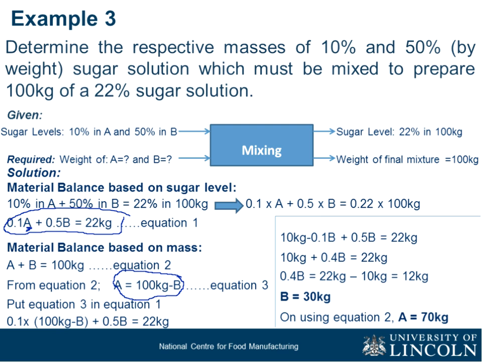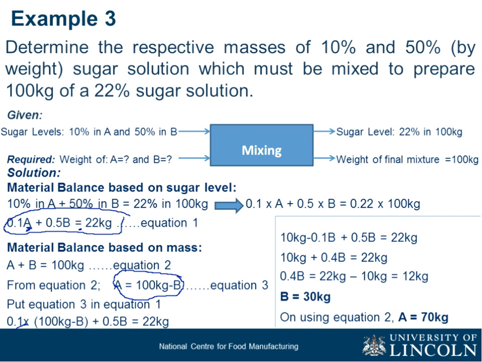Okay. Plus, don't forget, equation 1, I have to write everything in full. I can't just stop there. I need to continue. 0.1, 100 minus B. That is A. Don't forget, it's multiplying everything. That's why I need to put in brackets. Plus 0.5B, which is this one, equals, can you see that?